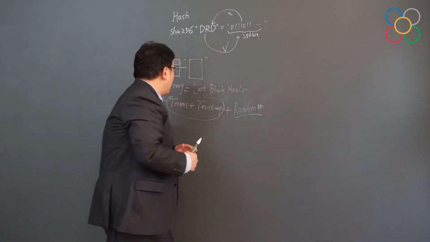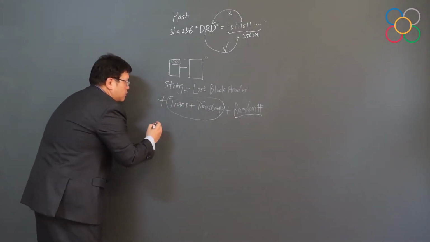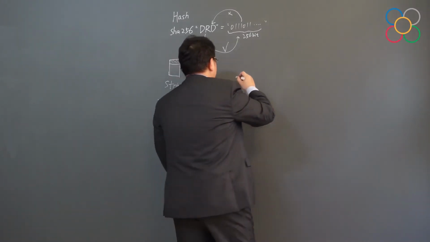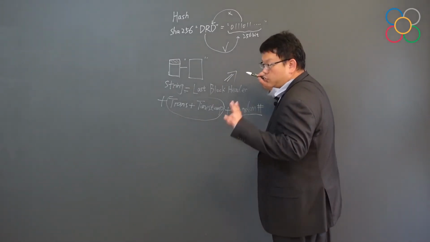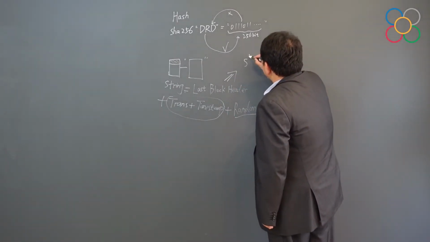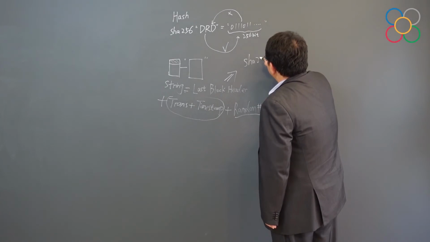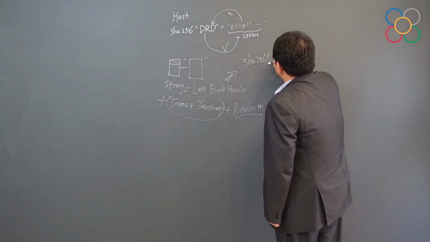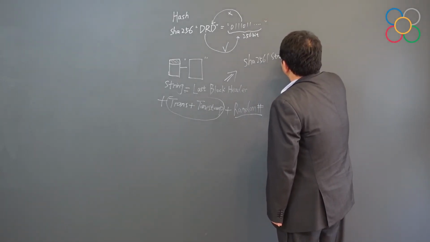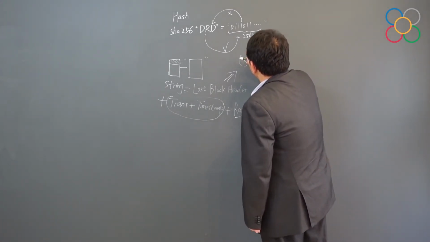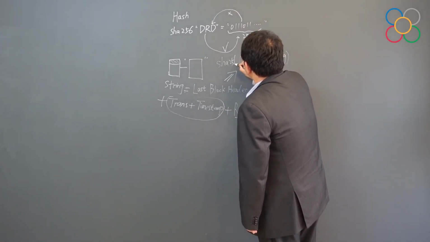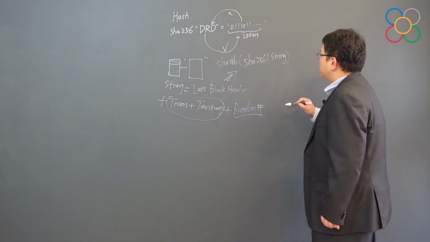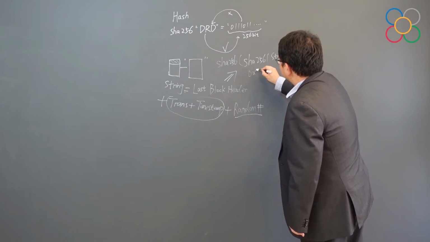Let's say in the math problem, they want to use the hash. They need to calculate the hash of the string two times, which means SHA-256 of the string, and then do SHA-256 one more time, and then they get the output.